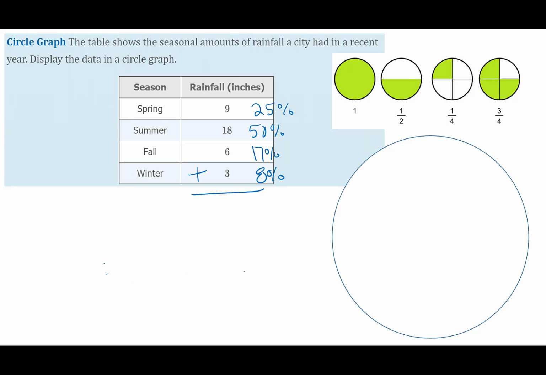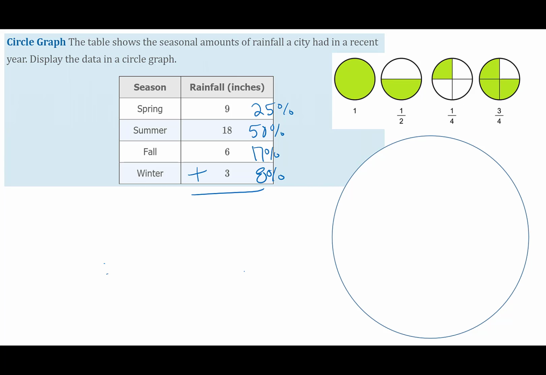Before we sketch out the circle graph, I want you to add the percentages together. We have 25 plus 50 plus 17 plus 8, and that equals 100. So even though we rounded on two of them, it still equals 100 because that is the whole circle.